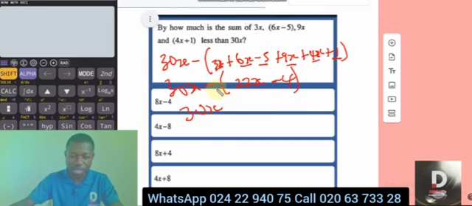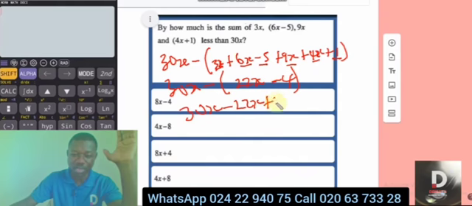30x. Then the minus outside the bracket will affect it. This one is very common in examination, so notice it. Anytime you have subtraction outside the bracket, it must affect all the items inside. So you get minus 22x. Negative times negative produces what? Plus 4. So we end up getting what? 30x minus 22x.